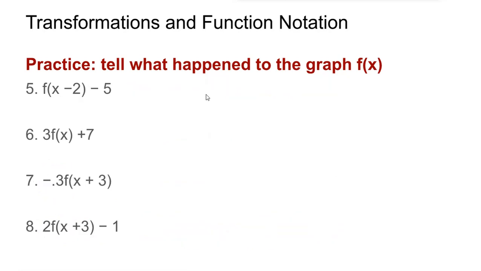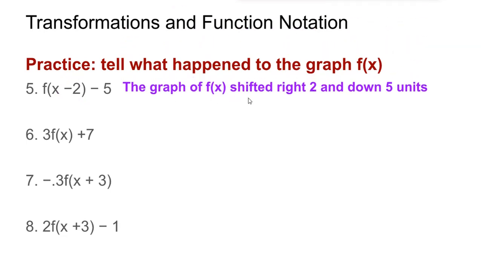We'll take a look at the first one together. In the first one, you'll notice that we're taking away 2 from the x's. That's going to shift it to the right by 2. You'll also notice that we're taking away 5 at the end. That's going to make it go down. So what we're going to say is that this function shifts to the right by 2 and then down by 5.